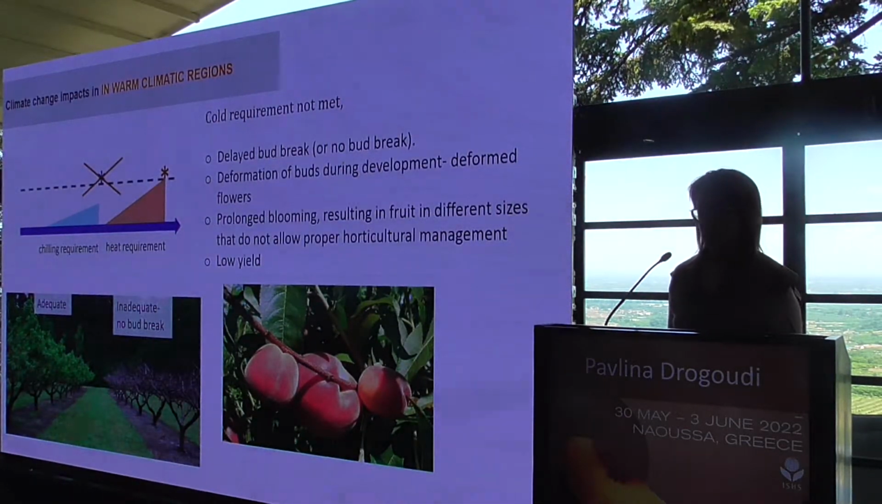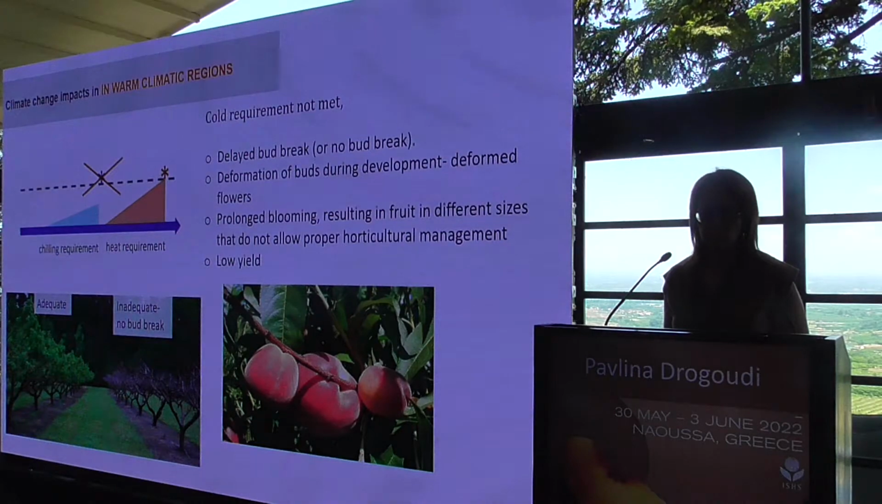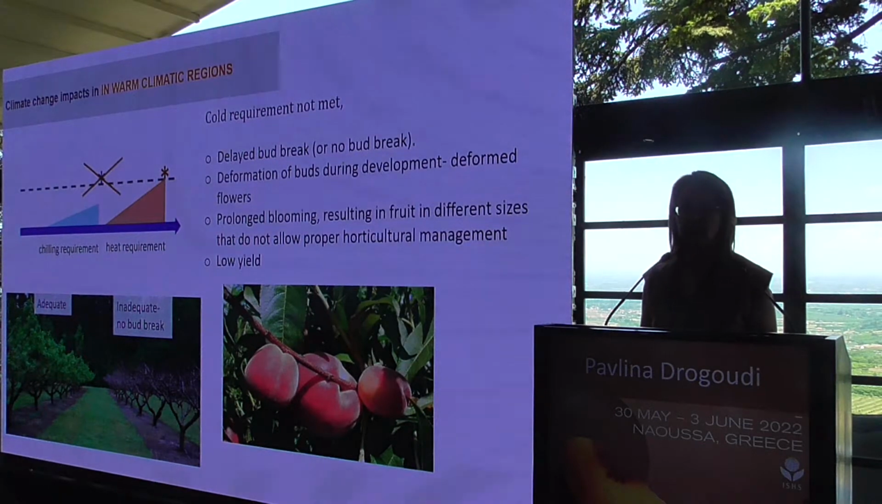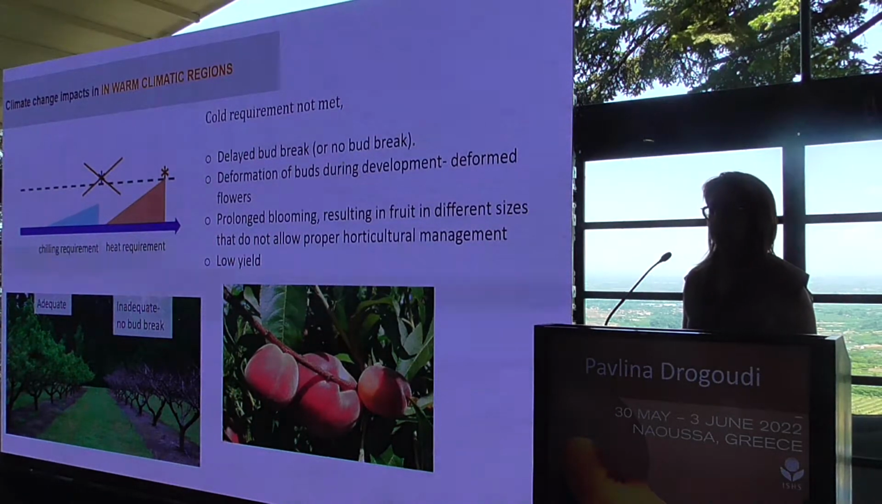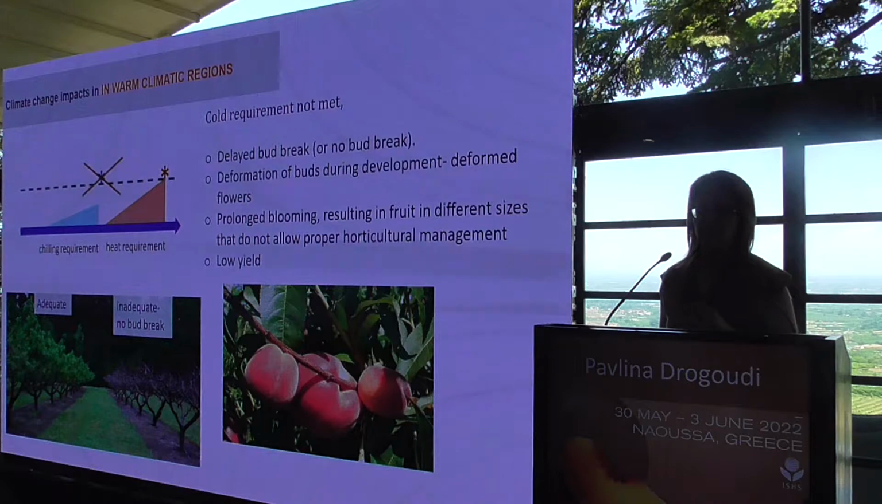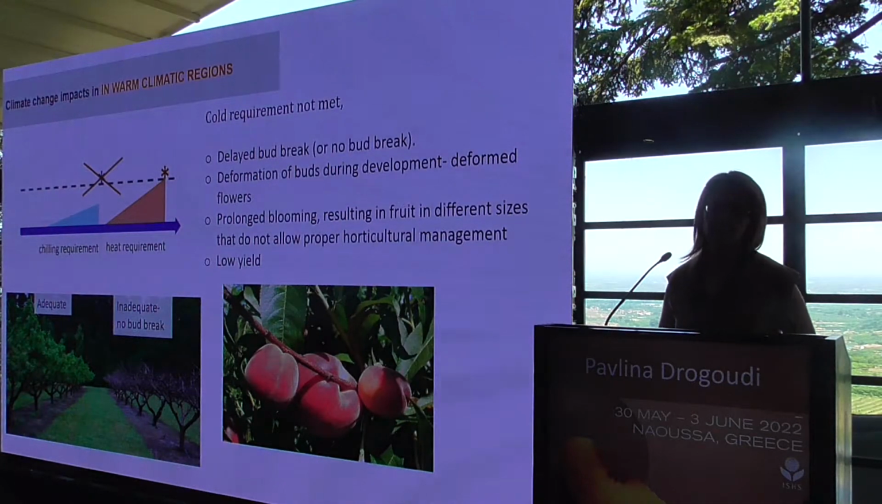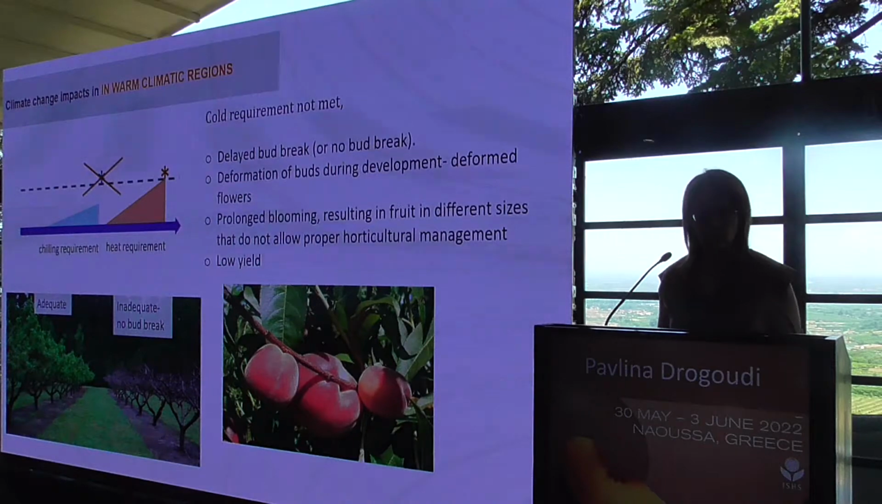What is happening in warm locations? In warm locations, as you can see on the left, chilling is not adequate. This will result in delayed bud break, because the chilling requirements of buds on a tree are not the same and depend on whether they are on the upper or lower part of the canopy, or whether the tree is vigorous or not, which means that some buds have more chilling requirements and will bloom later. And if there is no chilling at all, we may have no bud break at all.